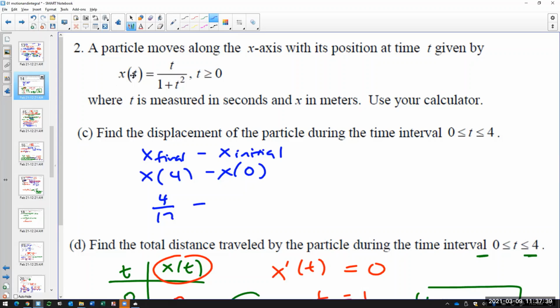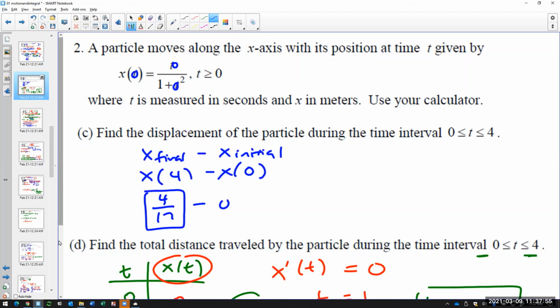Okay. Can you find X at 0? Sure you can. Everywhere there's a T, what are you going to put in? 0. So this is 0 over 1. What's 0 over 1? 0. So your answer is 4 over 17.